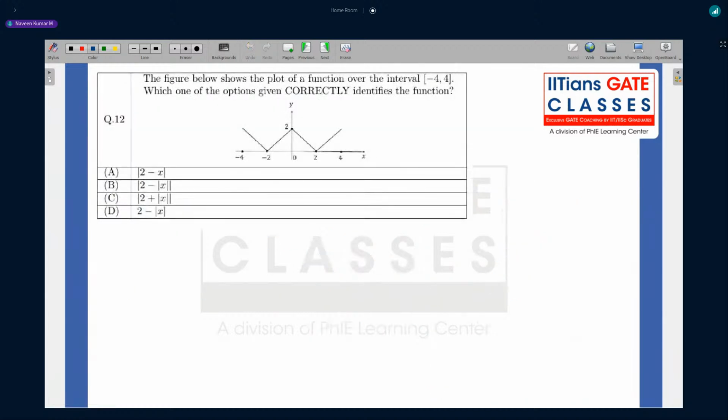These are all kids questions. You might have done these things in your 10+2, right? 10+1 and 2. That kind of a question has been asked. Simply, the figure below shows the plot of a function over the interval -4 to 4. Which one of the options gives the correctly identified function? So they're giving the options. They have given this graph of the function, and they're telling us to find out the function.